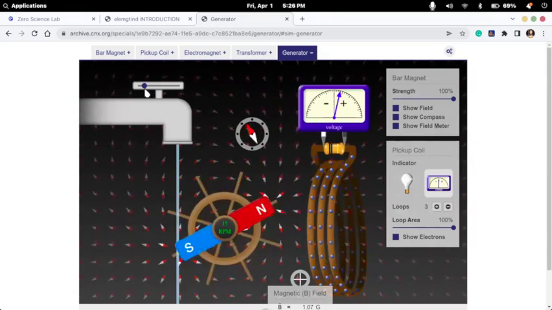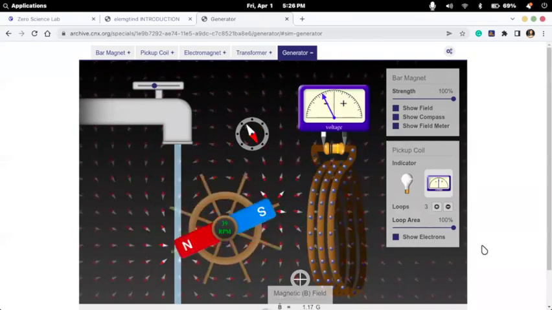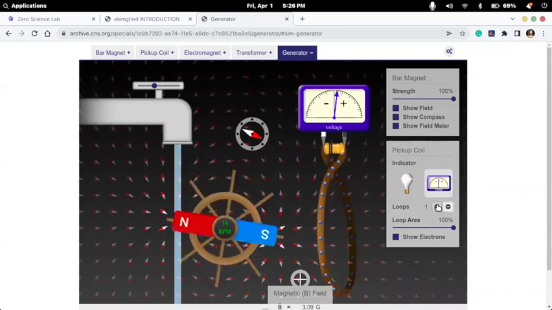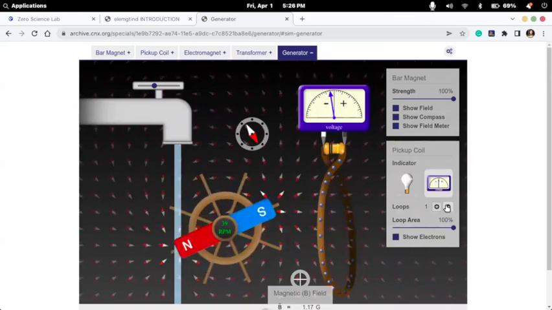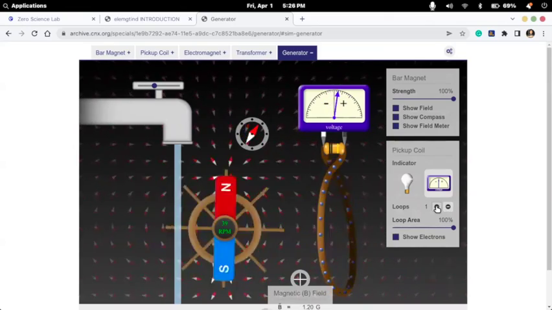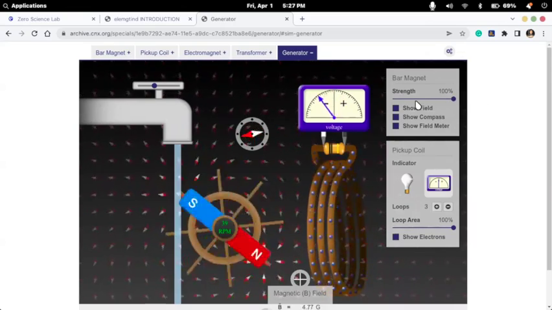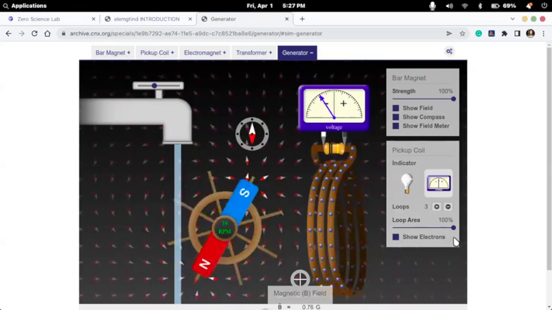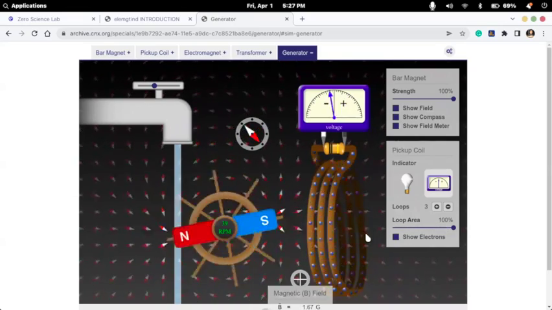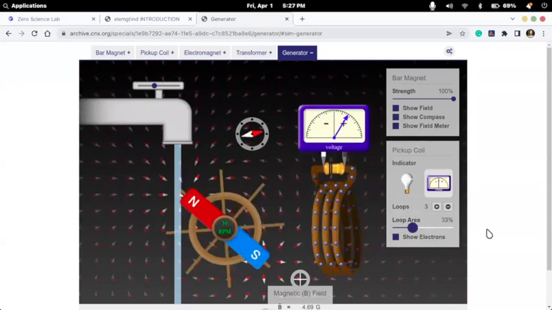Okay, now I will show you. This deflection, maximum deflection, you can see very clearly. Now I am reducing the loops, right? Yes, sir. So deflection was more, right? Yes, sir. Now the deflection is less. So the number of loops plays a very important role. Similarly, you can see the strength of the magnet also plays an important role. Another one is area. Increase of the area of the coil increases the current, right?